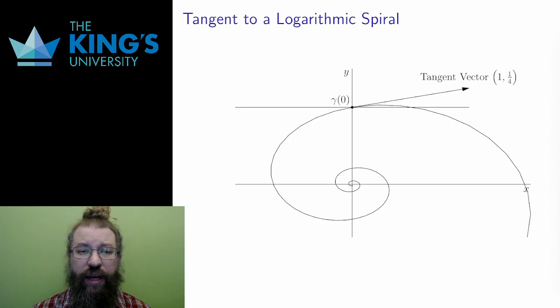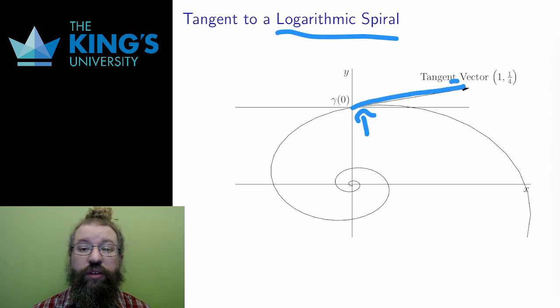Let's see this in an example. Here is the logarithmic spiral, parameterized so that it goes through the point (0, 1) when t equals 0. At that point, the tangent vector is (1, 1/4), and this is a local direction vector that shows the movement. This is pretty close to a tangent line from single variable calculus. If I draw the tangent line, it does line up with this vector perfectly. But the vector is better than just a slope. A local direction is more useful.